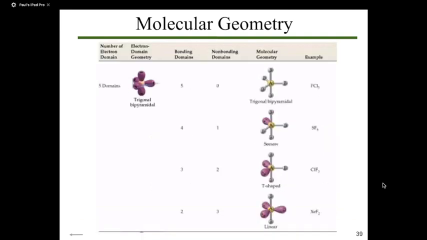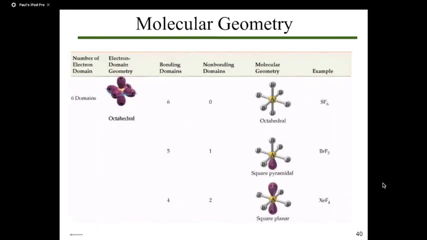This is the most complicated. Trigonal bipyramidal becomes trigonal bipyramidal if it has 5 bonding domains; 4 bonding, 1 non, seesaw; 3 bonding, 2 non-bonding, T-shaped; and 2 bonding, 3 non-bonding becomes linear. And the last, there are 3 shapes where we have 6 bonding domains, octahedral; 5 and 1 becomes square pyramidal; and 4 and 2 becomes square planar. These are all the possible shapes of all the molecules that we see.